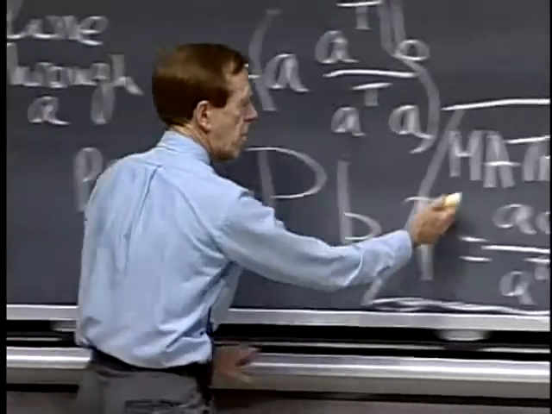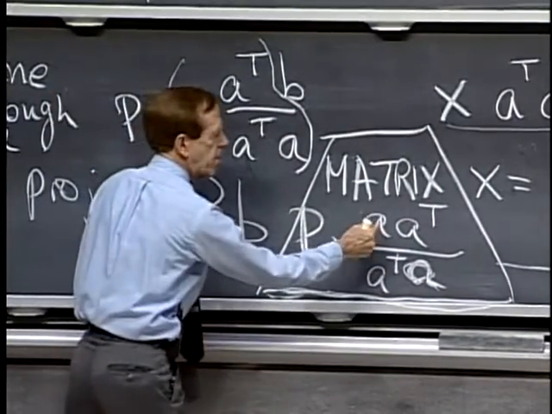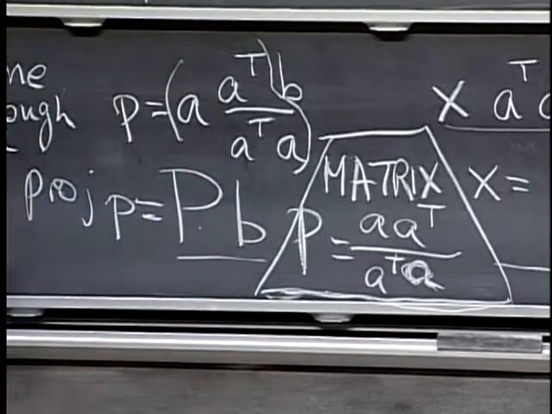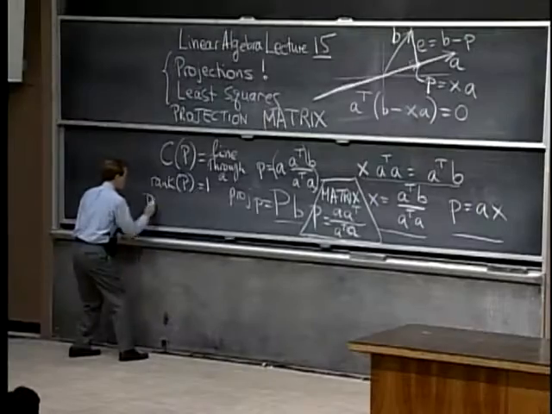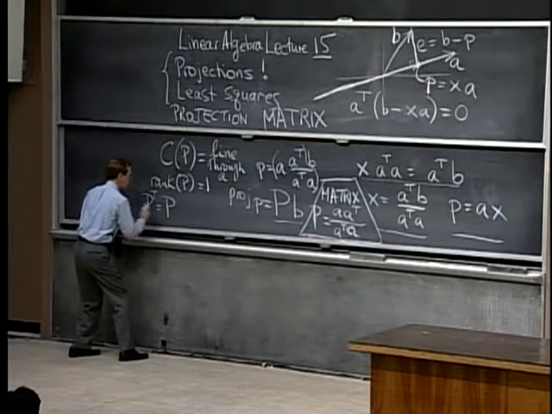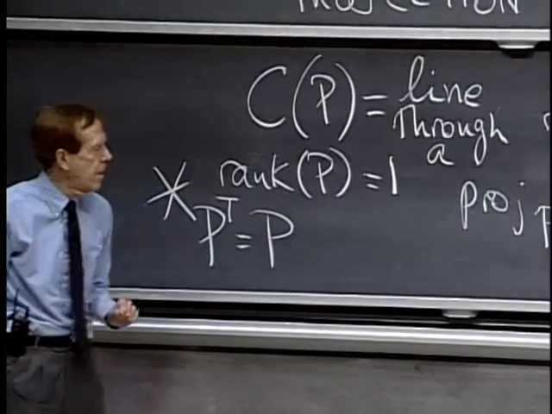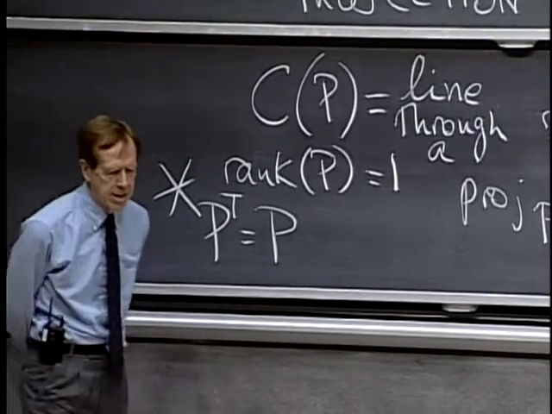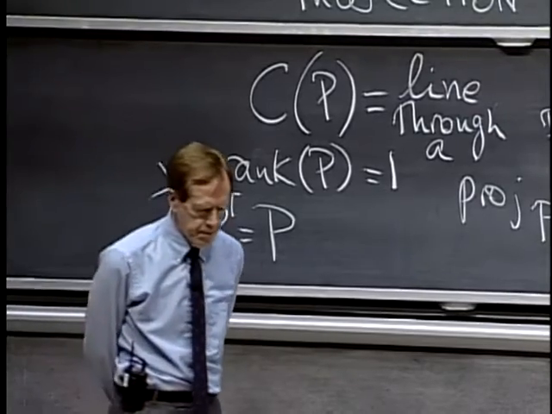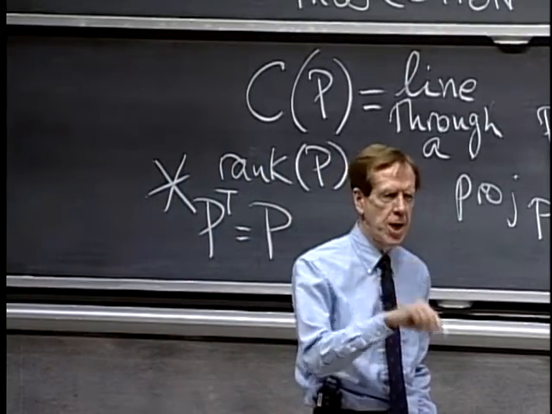If I take the transpose of this, there's a number down there. The transpose of A transpose is A transpose. So P is symmetric. P transpose equals P. So this is a key property, that the projection matrix is symmetric. One more property now, and this is the real one. What happens if I do the projection twice?